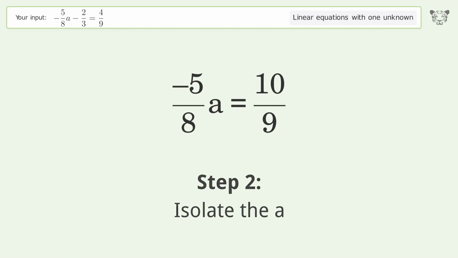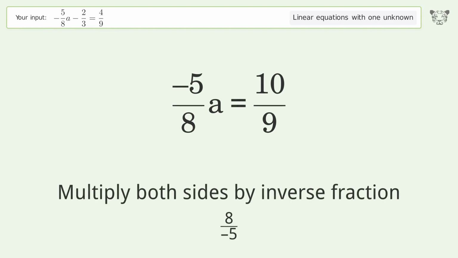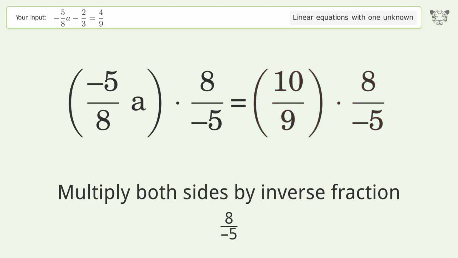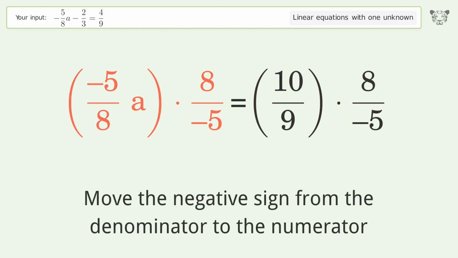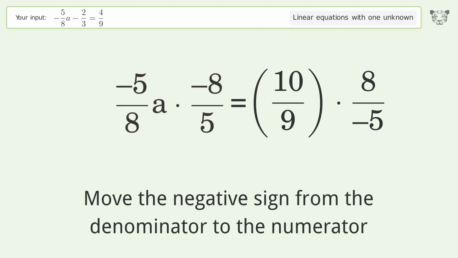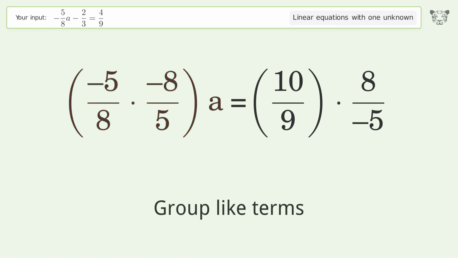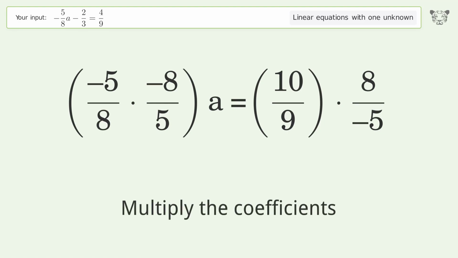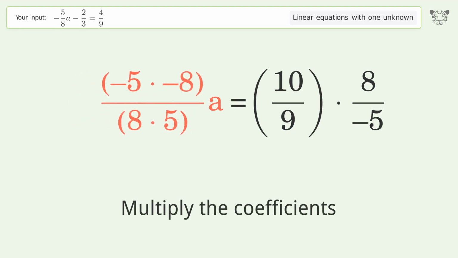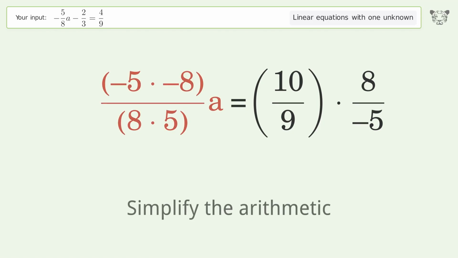Isolate the a. Multiply both sides by inverse fraction 8/5. Move the negative sign from the denominator to the numerator. Group like terms. Multiply the coefficients. Simplify the arithmetic.